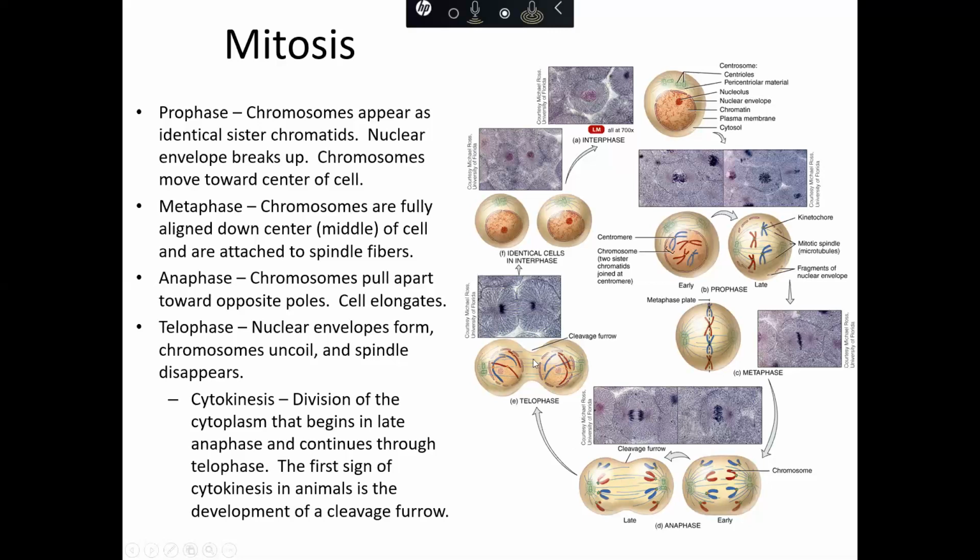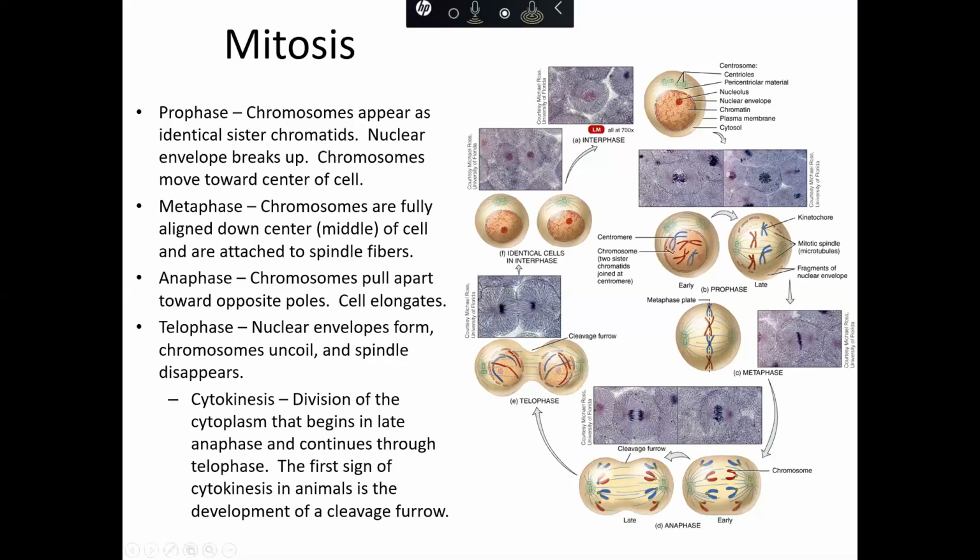Okay, we definitely see cleavage furrow in telophase, when we also start to see the chromosomes dissolving back into the form of chromatin. We see a new nuclear envelope forming around each one of those. The spindles will start to disappear. And at this point, we essentially have two cells.